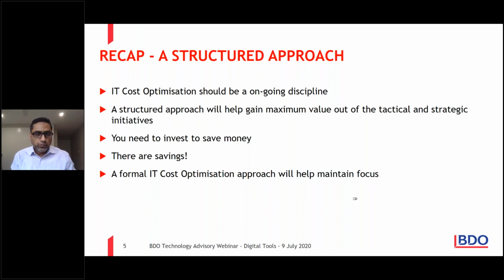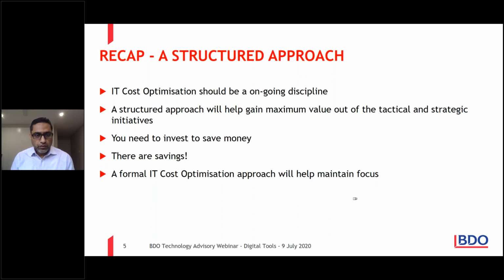Because the structured approach not only gives one-off value, but it also makes sure that all the tactical and the strategic initiatives that you are planning or you're about to invest in are delivering the best value that you can get out of the dollars that you're spending. Now, we did talk about the value equation, and in some cases, to get more value, you would have to invest. So you might have to invest to save money, and a big part of what we are going to be talking about today is around targeted investments, which could save money in the mid to long term.